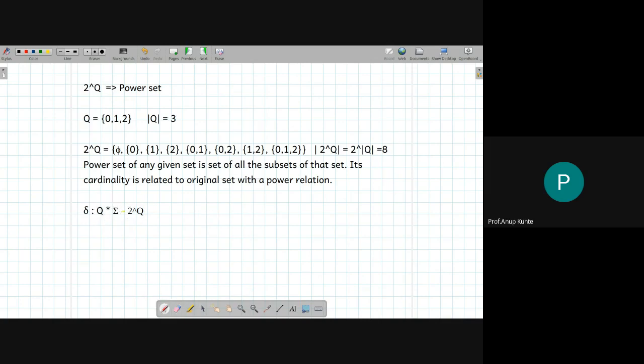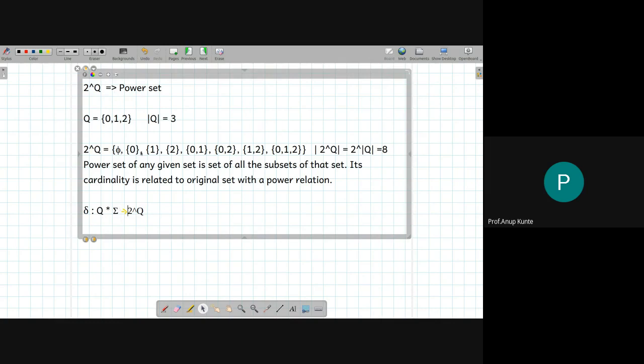So now this is the map. Q cross sigma is mapped to 2 raised to Q. So ये मैपिंग हम लोग क्यों यूज करते हैं? तो 2 raised to Q में क्या है? 2 raised to Q में 8 होता है. 2 raised to Q में set {0}, set {1}, set {2}, set {0, 1}, set {0, 2}, set {1, 2}, set {0, 1, 2}. ये सब combinations होते हैं.